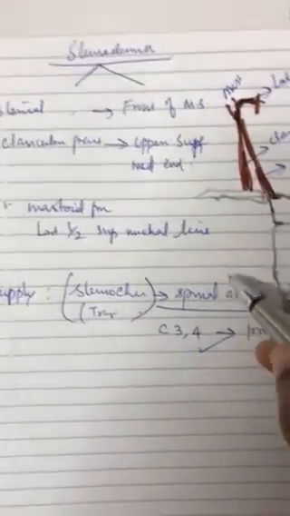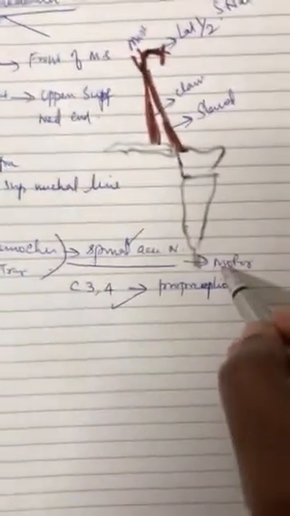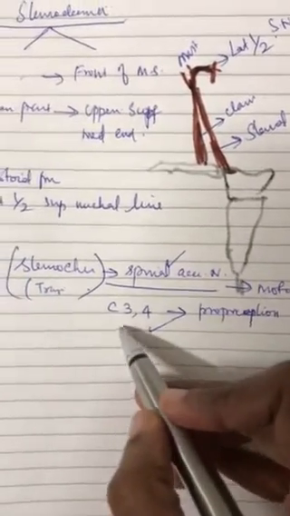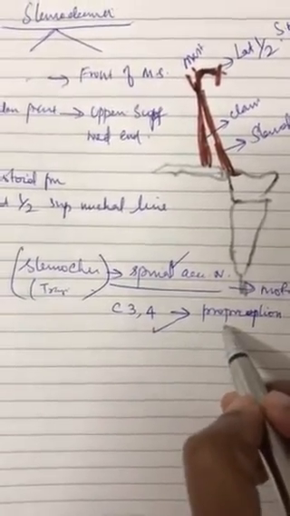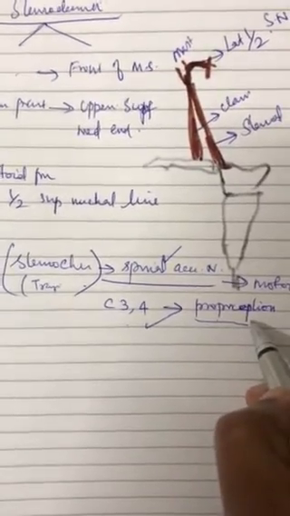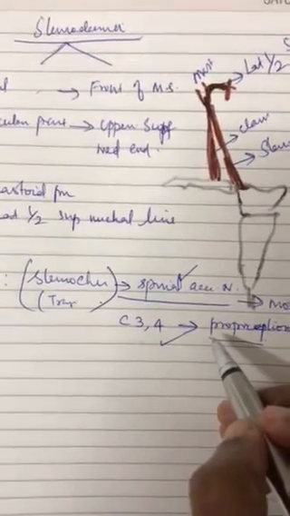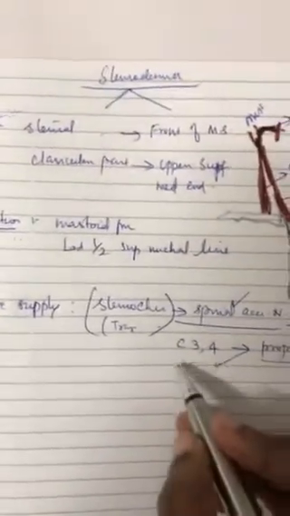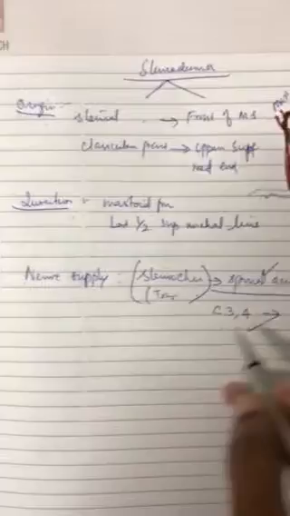So the spinal accessory is the motor nerve which acts for the action of the sternocleidomastoid, and C3, C4 are proprioceptive fibers. You should mention this. This is for the sensation of how your neck is, whether it is up or down, or whether the sternocleidomastoid is pulling this way or that way. For that you need C3, C4, that is proprioception.